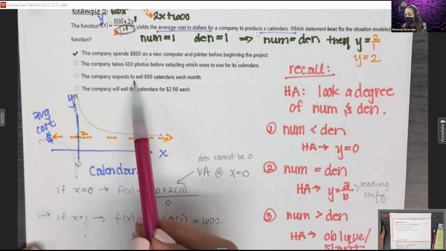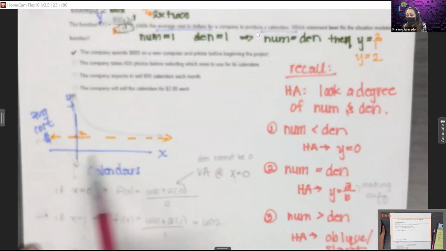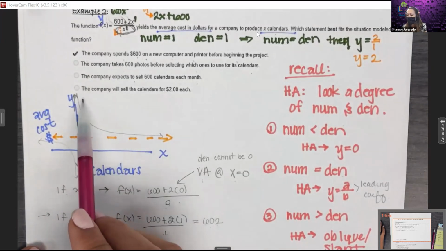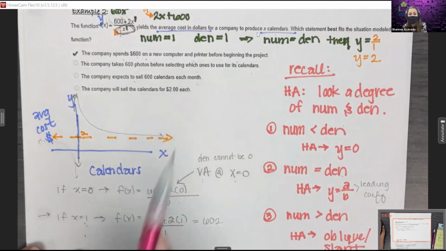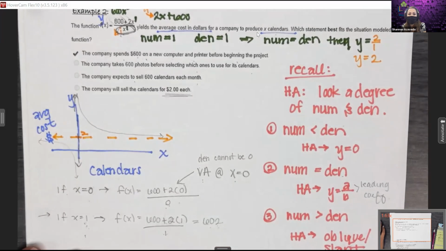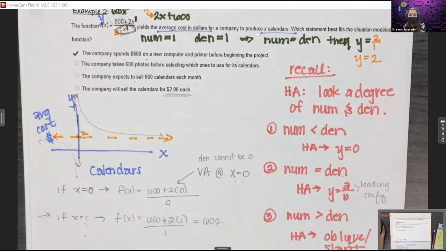The company expects to sell 600 calendars a month. We don't know how many calendars. That's this x-axis value that's not discussed either. And it says the company will sell the calendars for $2 each. That is not true either. We don't know how much the company is going to sell it for, but the more calendars made, the lower the cost is going to be.